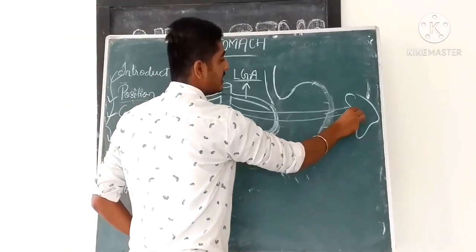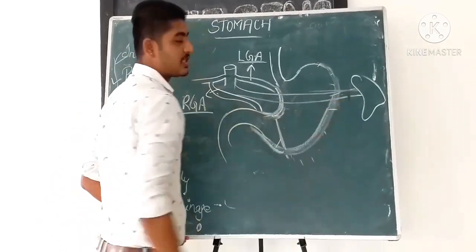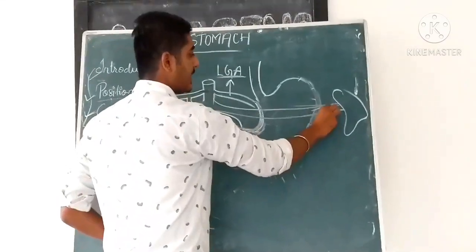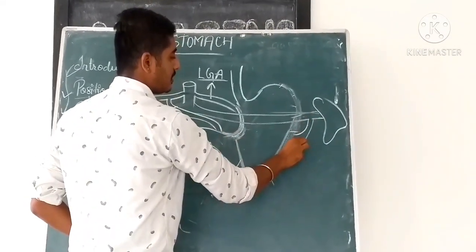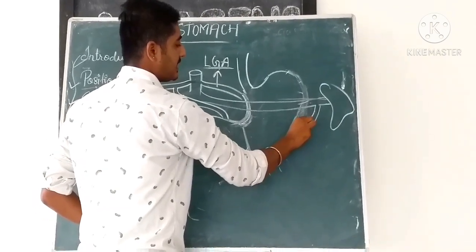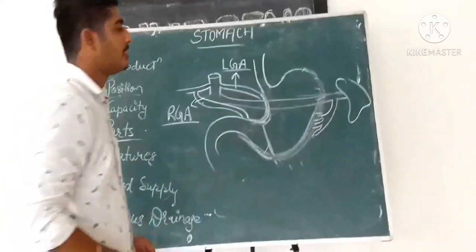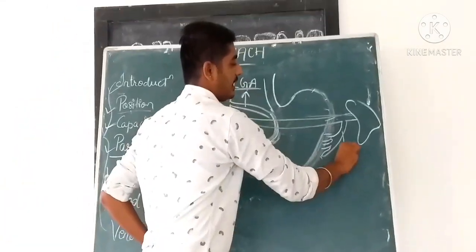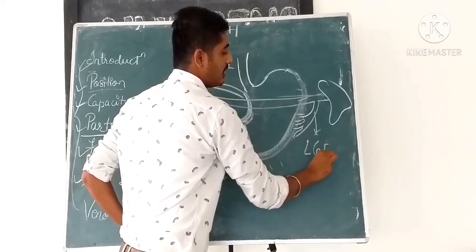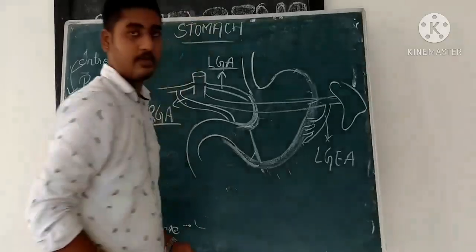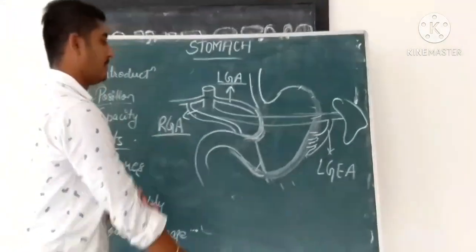Okay. So this is your splenic artery. Okay. So a branch of the splenic artery is going to supply, in many small branches, the greater curvature. Okay. And this is called the left gastroepiploic artery. Okay. So this is going to supply the greater curvature.